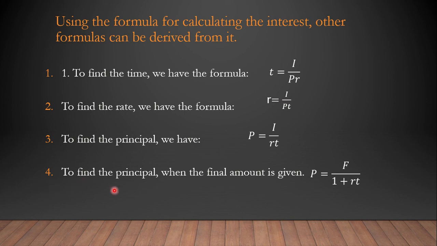And number 4, to find the principal when the final amount is given, P is equal to F over 1 plus RT. Ito po yung mga formula. So, let's have more examples.